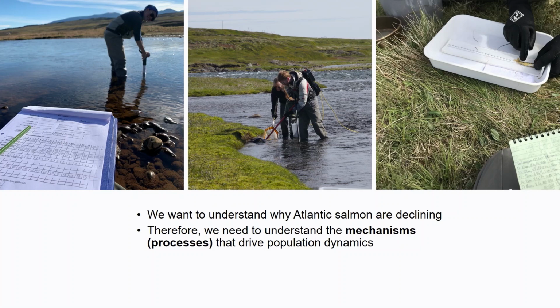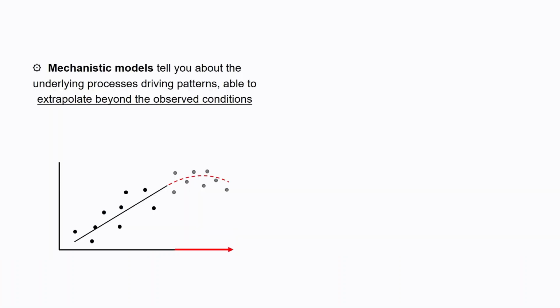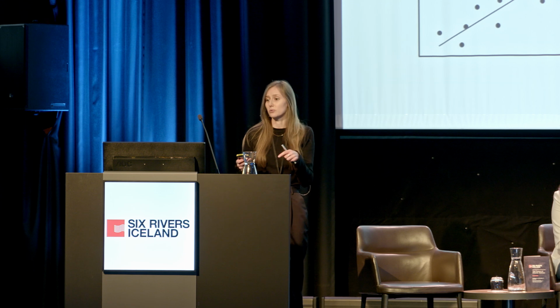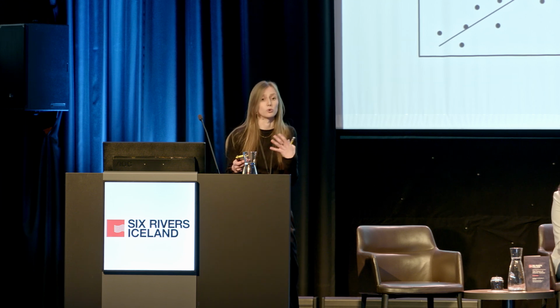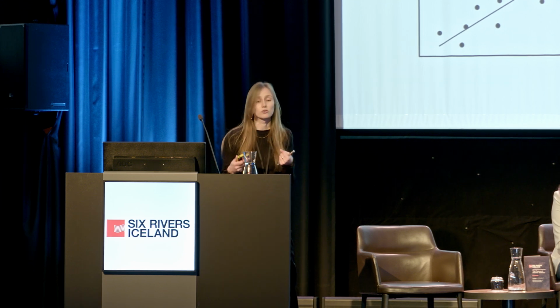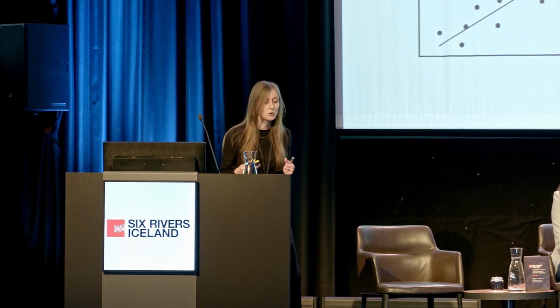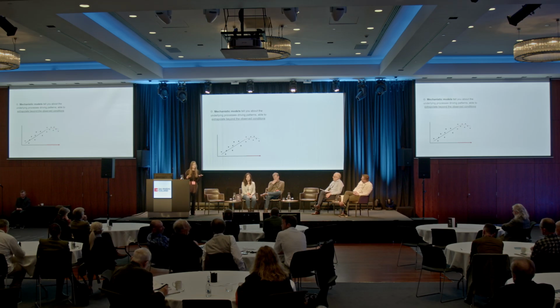to understand the mechanisms, so the processes that are driving interactions. So the benefit of this being that a more mechanistic model, which can tell you about the processes that are driving patterns, can then extrapolate beyond the observed conditions. So, for example, you can look at what's happening in more novel scenarios. So these are more grounded in how things actually work, which makes them harder to get right, but once you do get them right, they can deal with these new scenarios.